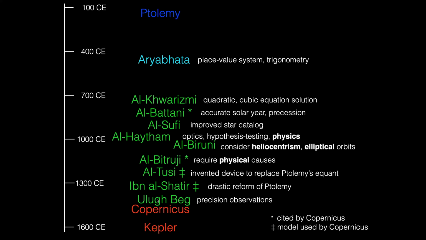Ibn Shatir completed the work of At-Tusi with a drastic reform of Ptolemy, and his model was also used by Copernicus. And finally, Ulugh Beg, whom you might have heard of, built a wonderful observatory in the Central Asian city of Samarkand, and conducted observations of such precision that they were unequaled until Tycho Brahe 2 centuries later.